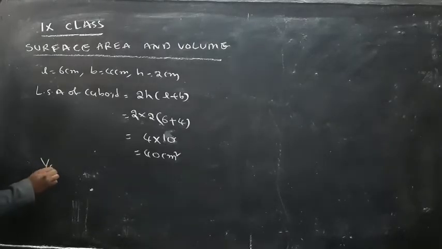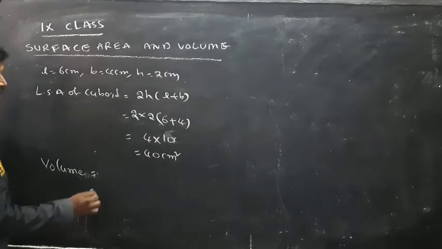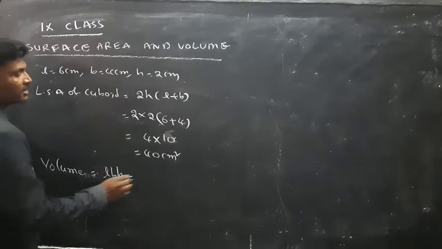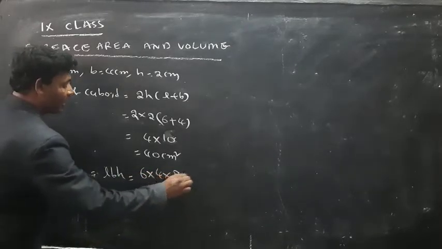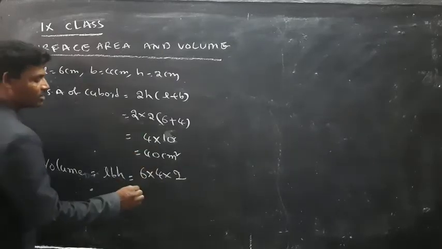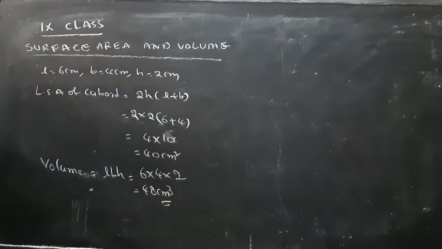Next, what do I need? I need volume. What is the formula to find volume of cuboid? LBH. Length is 6 centimeters and breadth is 4 centimeters and height is 2 centimeters. 6 4s are 24. 24 2s are 48. So the volume is equal to 48 centimeters cube.